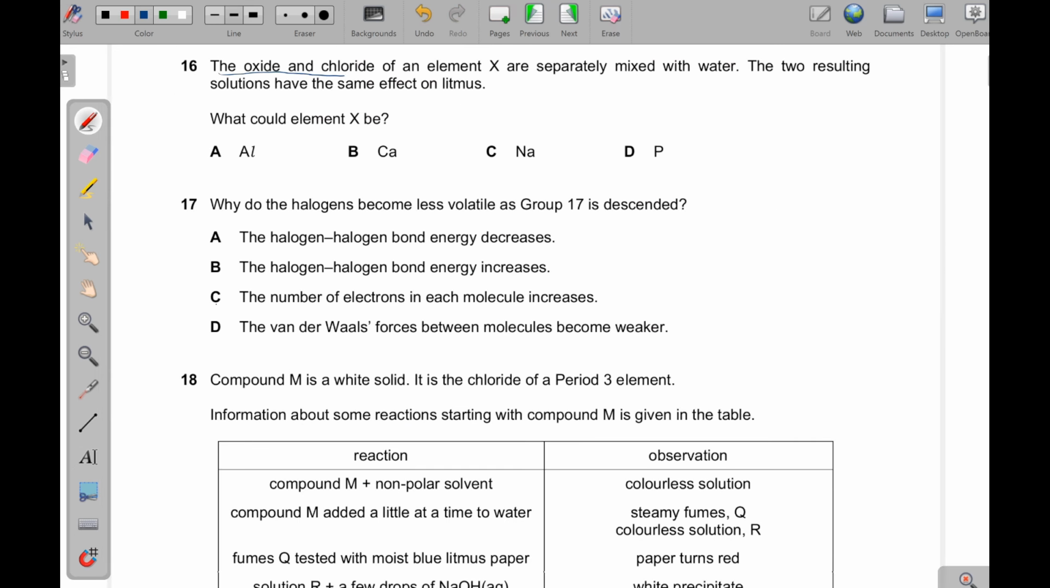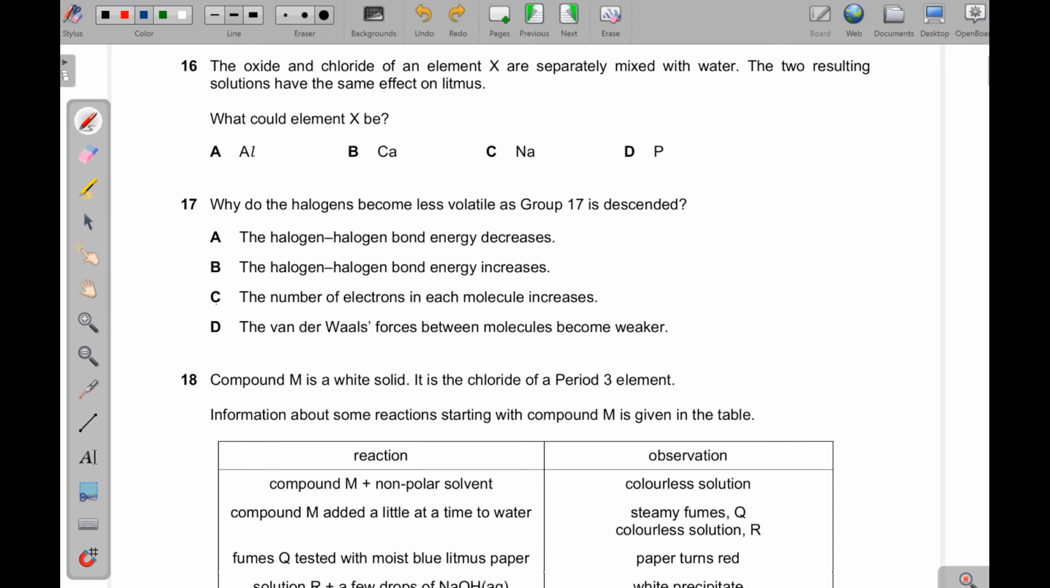Question 16. The oxide and chloride of an element X are separately mixed with water. The two resulting solutions have the same effect on litmus. What could be element X? Now, when you look at this, it is a group 2 element, this is a group 1 element. When you look at the oxide of calcium and you mix it with water, you'll get a hydroxide. Then the effect on the litmus, if it is red litmus, it will turn blue, okay?